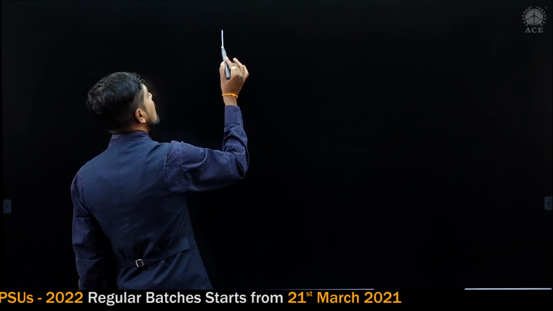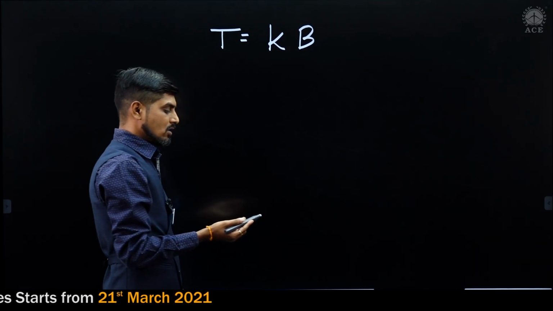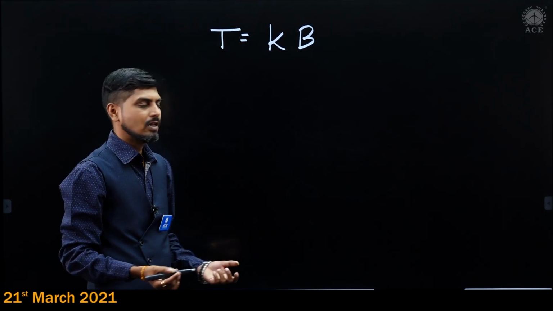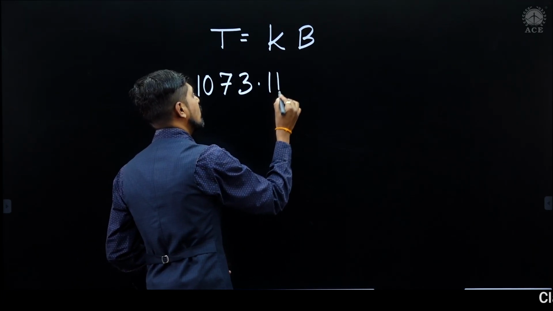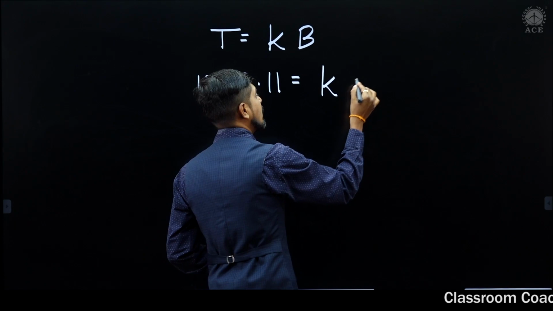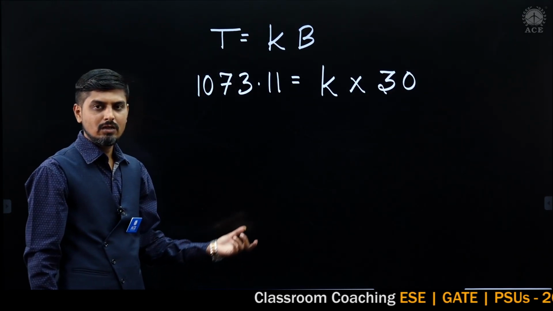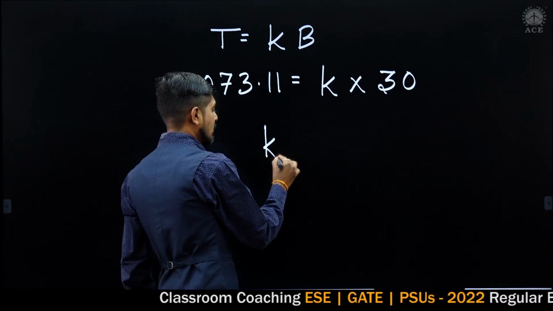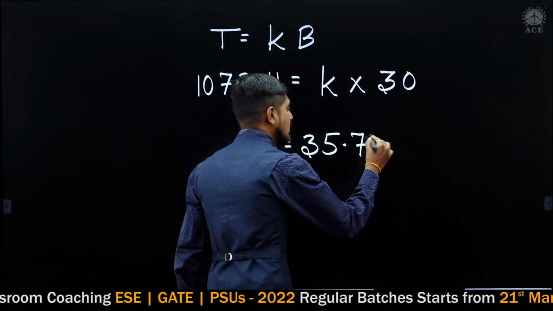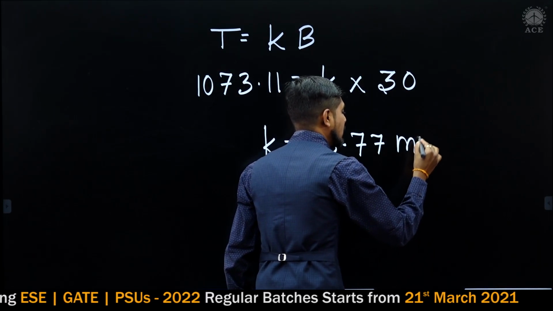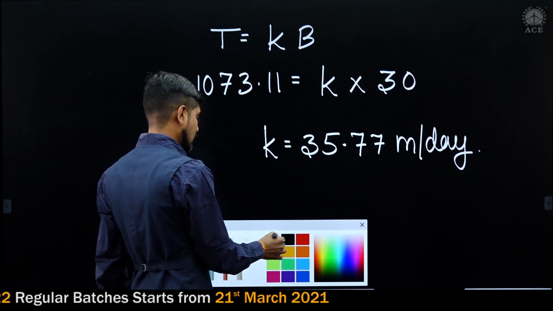So we know that T is equal to K into B. T value, just now we have calculated, 1073.11. K value we are supposed to find out, into B value is 30 meters. Now calculate, you will get a K value of approximately 35.77 meter per day. So this is your required answer.